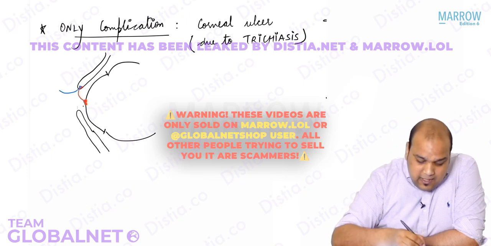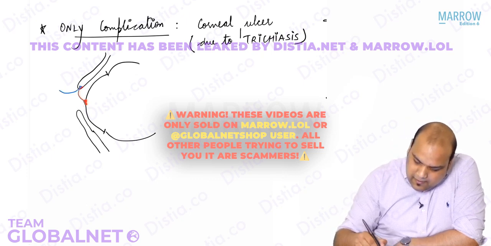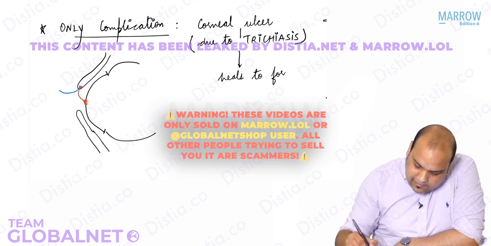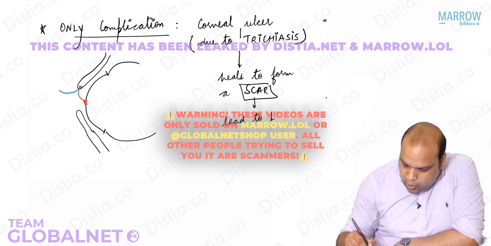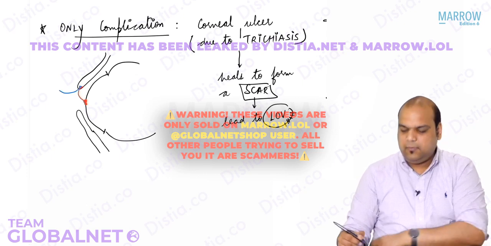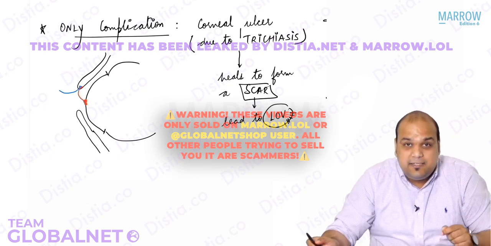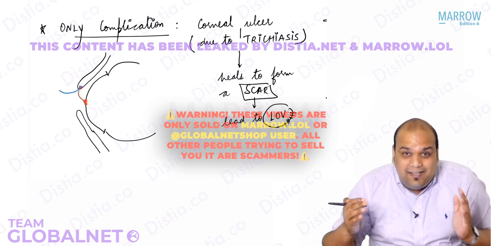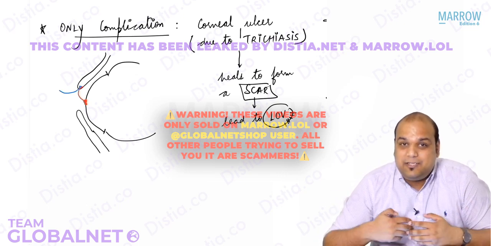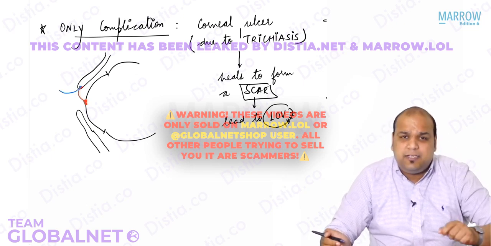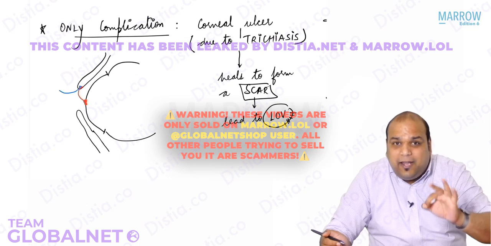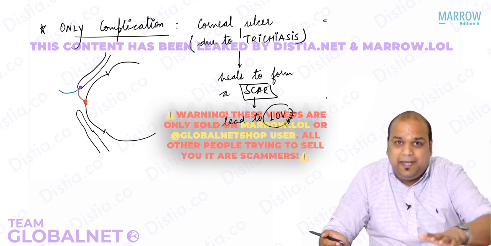Am I clear to everybody? This corneal ulcer heals to form a scar, and this scar will lead to loss of vision. Do you understand why trachoma is important? It is conjunctivitis. Ideally, the conjunctiva is not covering the cornea, so there is no interference with vision. But because of this complication, because of the associated trichiasis, we know that trachoma may lead to loss of vision, may lead to blindness.